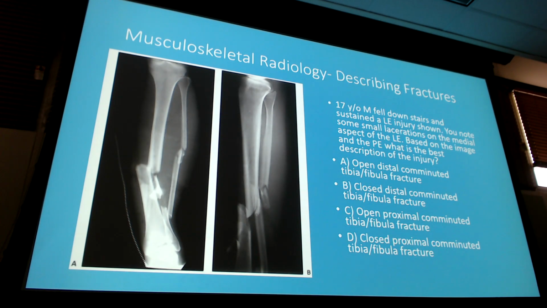17-year-old male fell down the stairs, sustained a lower extremity injury. You note some small lacerations on the medial aspect of the lower extremity. Based on the image and physical exam, what's the best description of the injury? So we're just gonna run through this so we can get you guys on a break. So if I said there's small lacerations, I already know it's open. I just dropped it down to 2 answers, and I haven't even really put a lot of brain power into it yet.